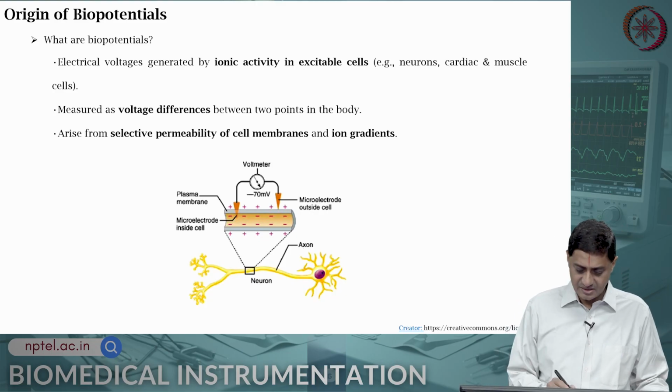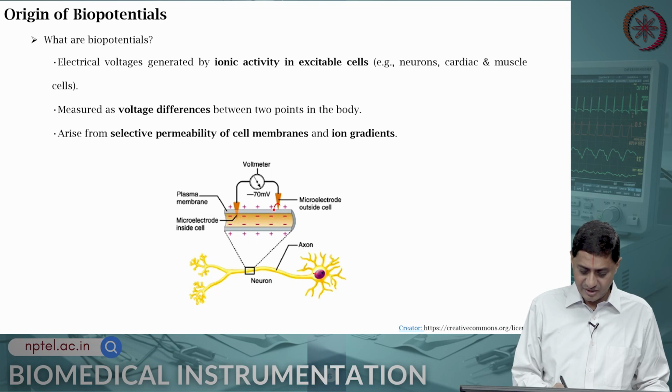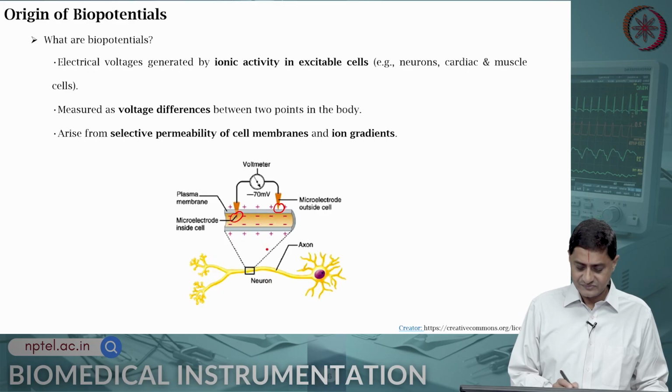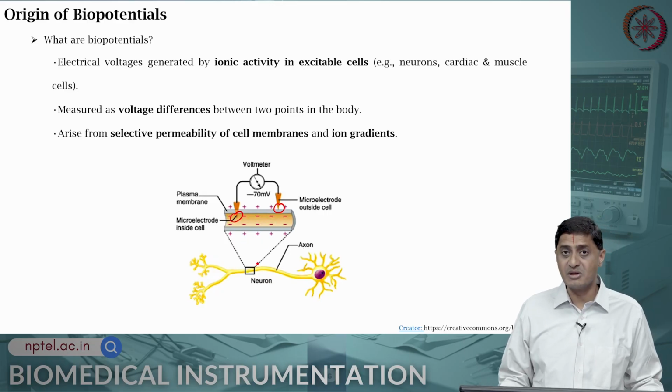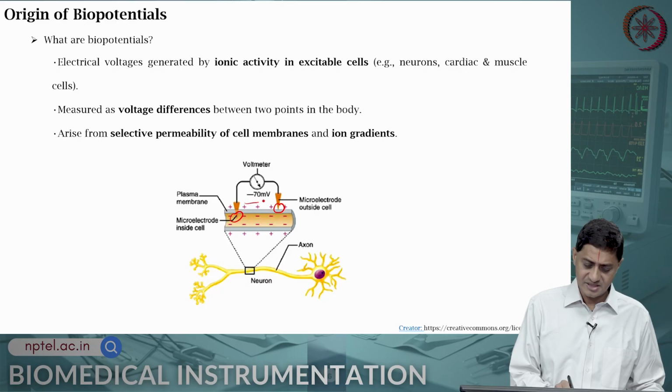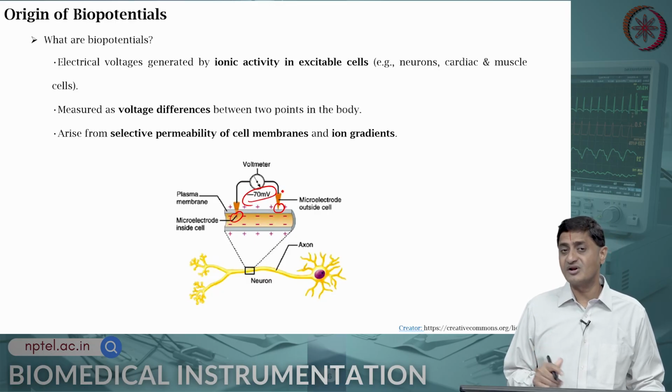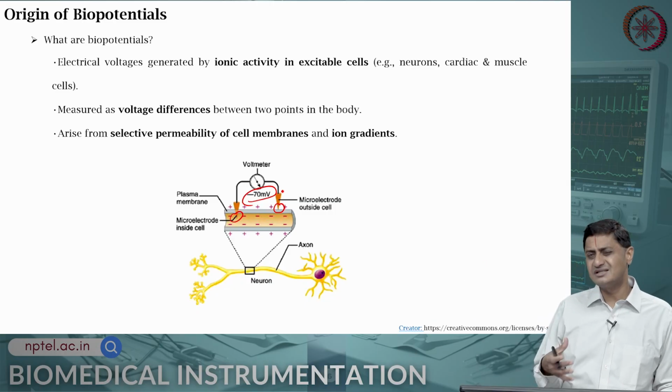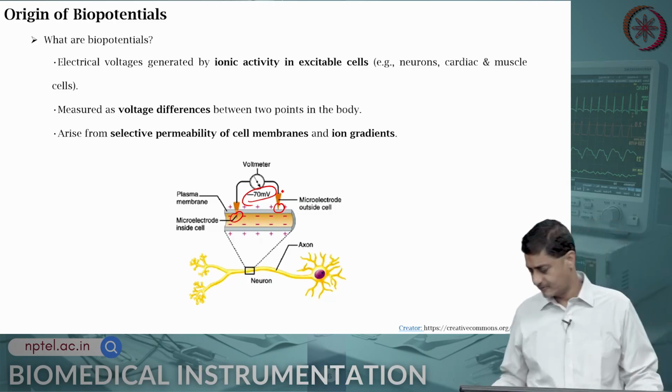Here is an example of a case of a microelectrode kept outside the cell and another one that is kept inside the cell. This is a plasma membrane or an axon of a neuron, and you measure. Usually the resting membrane potential is about minus 70 millivolts. Note that this is not the case for all the cells in the body. It is a typical number for a typical neuron.